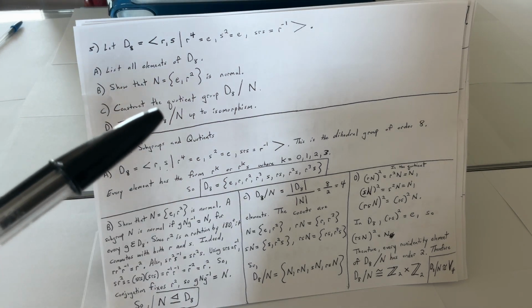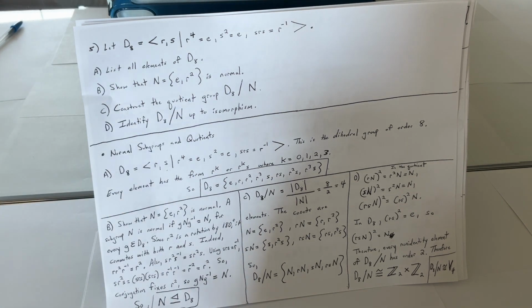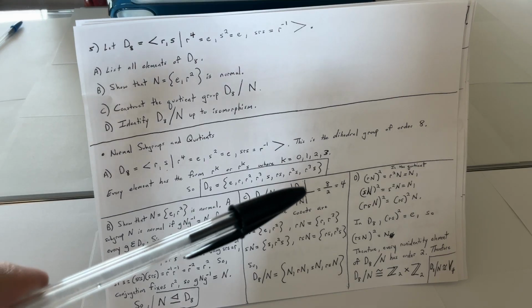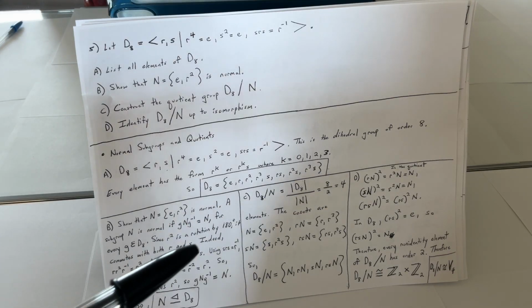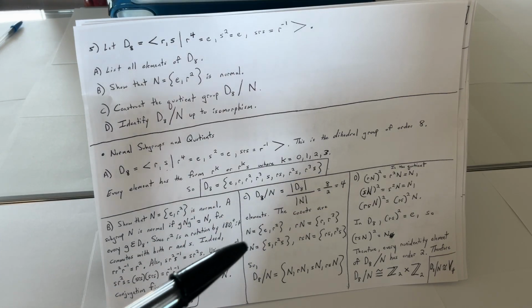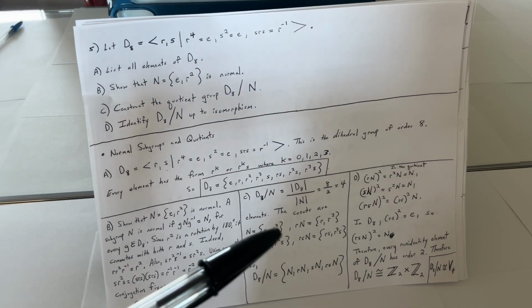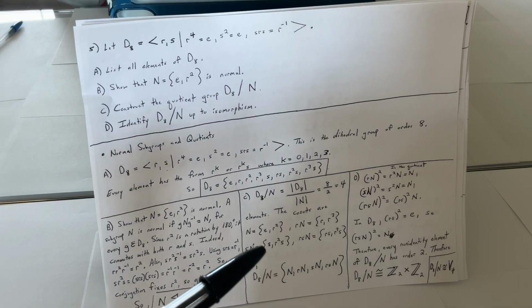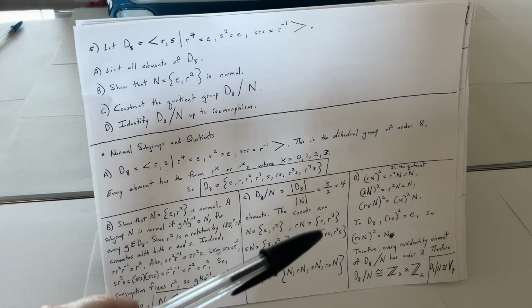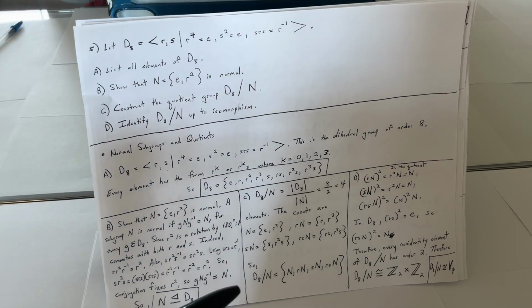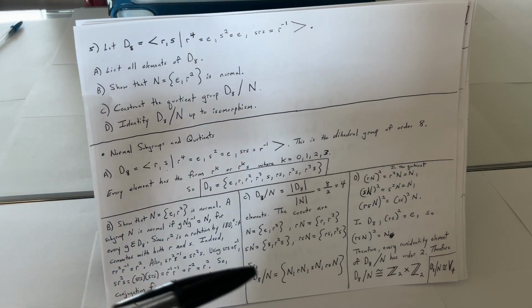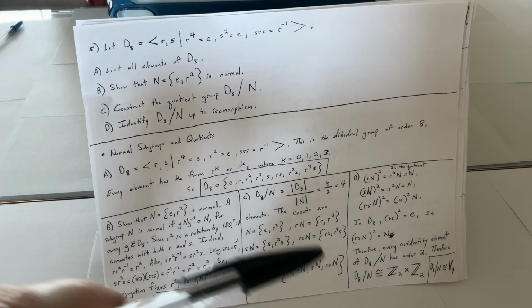For part C, construct the quotient group D8 mod N. Here we have the following. It's just going to be 8 over 2 equals 4 elements. The cosets: N equals identity and R squared, RN is R and R cubed, SN is S and S R squared, and RSN is RS and R cubed S. So this D8 mod N equals N, RN, SN, RSN.